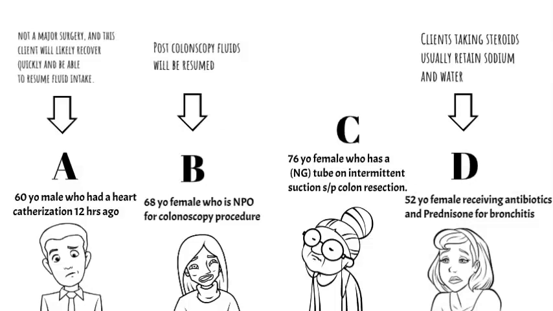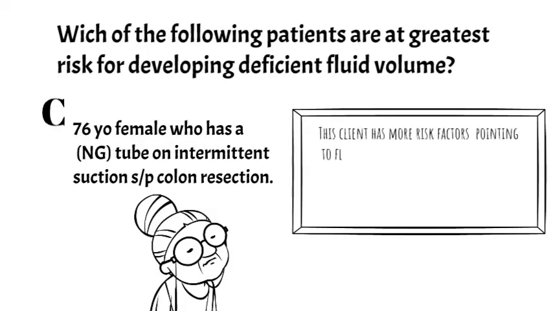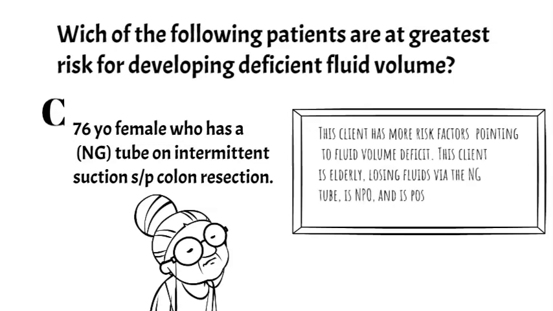If you chose option C, you are correct. This client has more risk factors pointing toward fluid volume deficit. She's elderly, she's losing fluid by the NG tube, she is NPO, she has no intake, and she's also post-operative major surgery. You did a great job.